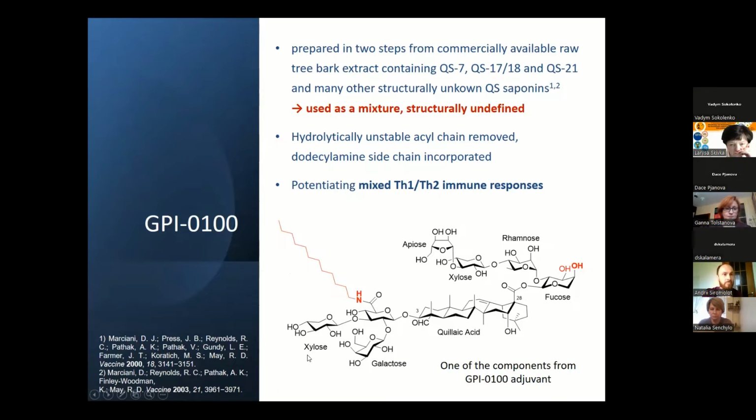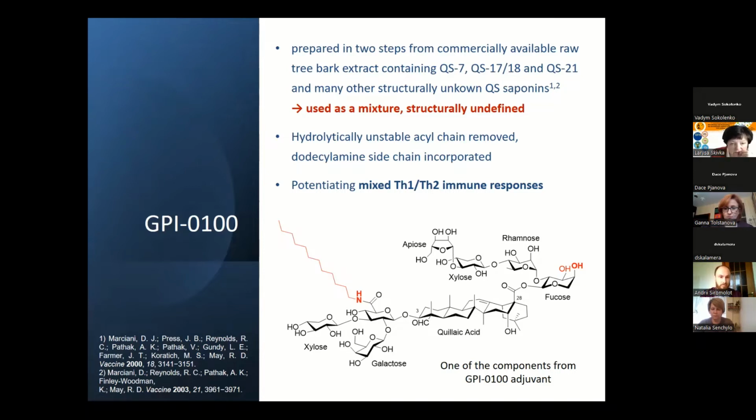But this adjuvant GPI is actually a mixture of many different compounds in which some are structurally defined, like those 4, but there are many other structurally unknown QS saponins. And for human use, that is not good, because we don't know the activity of all compounds which are present in the GPI. So some compounds can be even toxic.